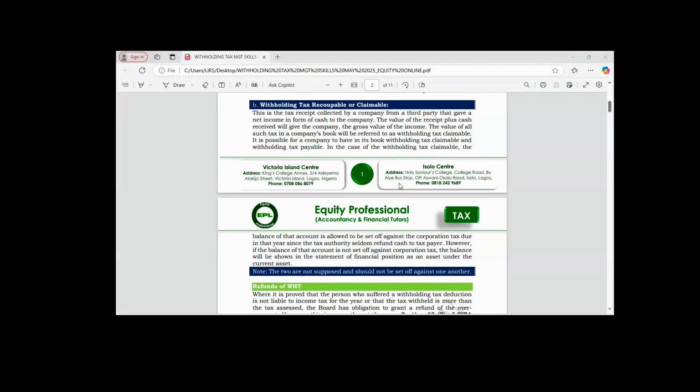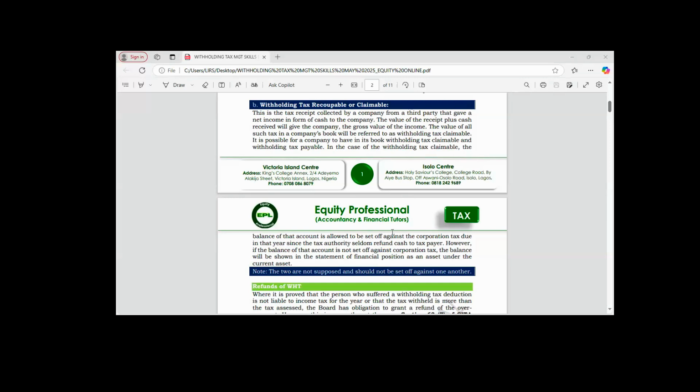So is that clear? Let us take note of that. So what I'm saying is that the two items cannot be set off against one another. They are separate items. When you have withholding tax claimable of 10,000 and you have payable of 20,000, you cannot remove the 10,000 from the 20,000. You have to pay what is due and claim what is due. So they are to be treated separately.